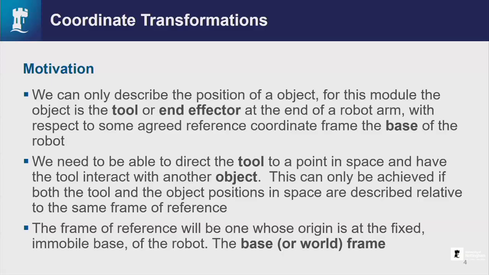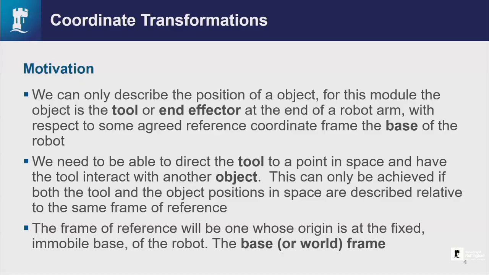We need to be able to direct the tool to a point in space and have the tool interact with another object. So anything the robot interacts with, anything you want the robot to pick up, for example, also has to exist within or be described with reference to this fixed base coordinate frame. Okay, so I'll refer to this as the fixed base coordinate frame for our robot from here on in.